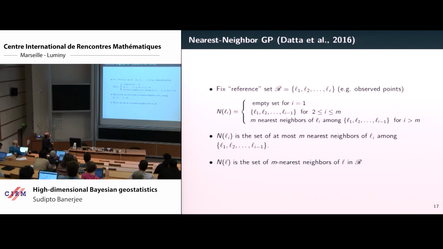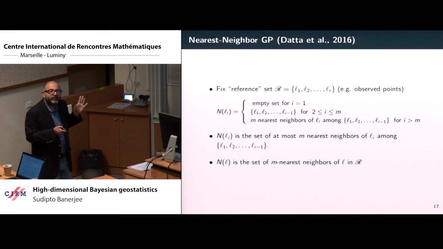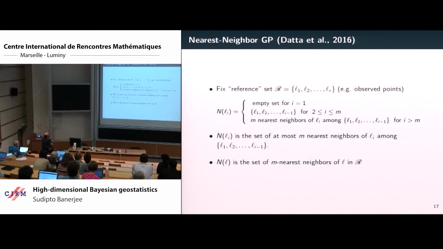So you basically look at a reference set. I call this a reference set. This could be the observed points, and you just collect them in an ordered way. You can take any order. This is one of the unpleasant things about this, which did not make me immediately fall in love with this at first, but let's just indulge for a moment. And then you have these neighbor sets, or these neighborhoods that you construct. You have the empty set for i equal to 1, then you take the past history for a while, and then you simply take the m nearest neighbors of l_i from the rest.